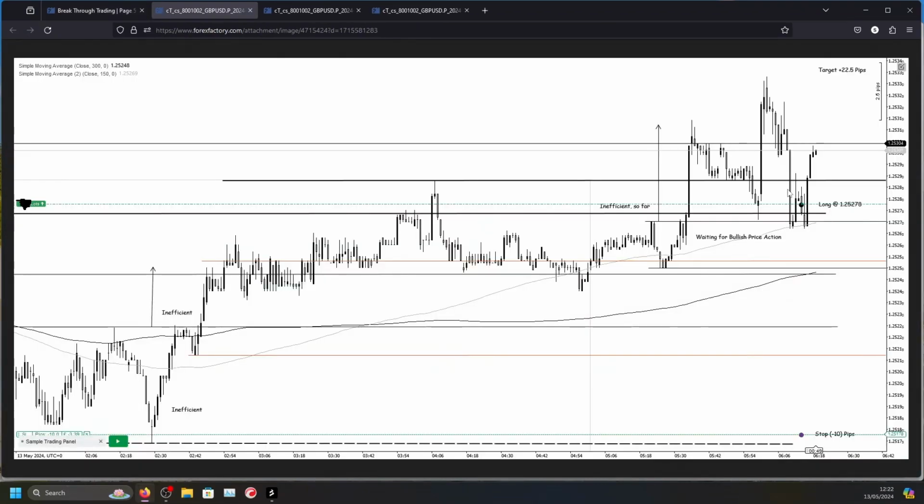But anyway, at this time, whatever time that was, I went long at 1.2527.8. I took a long trade. Price came back into an area where I wanted to see it come back to, which was that bearish 15-minute candle that was there. It came back inside that. I had a bullish response out and went long there.